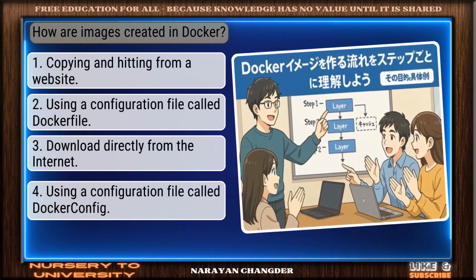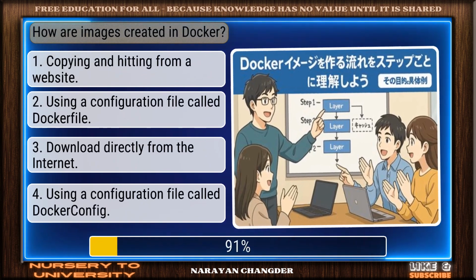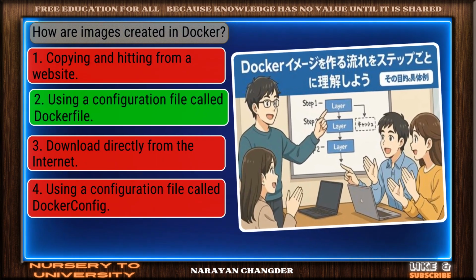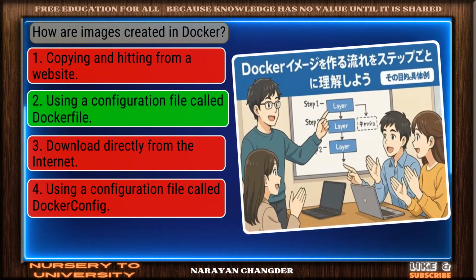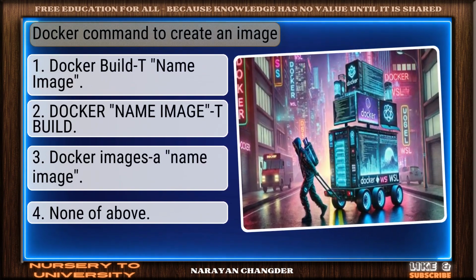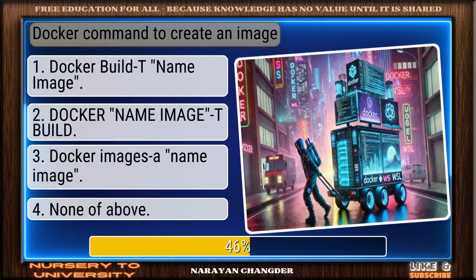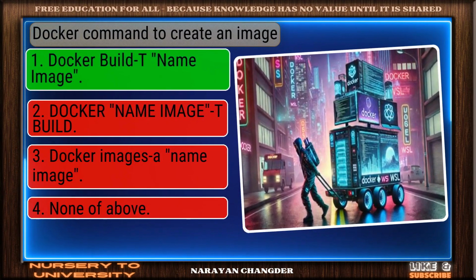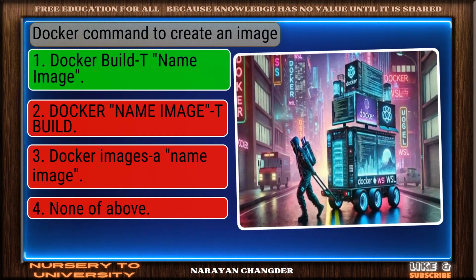Question number 27. How are images created in Docker? On track. Using a configuration file called Dockerfile is the correct answer. Question number 28. Docker command to create an image. Correct. docker build -t name image is the right answer.